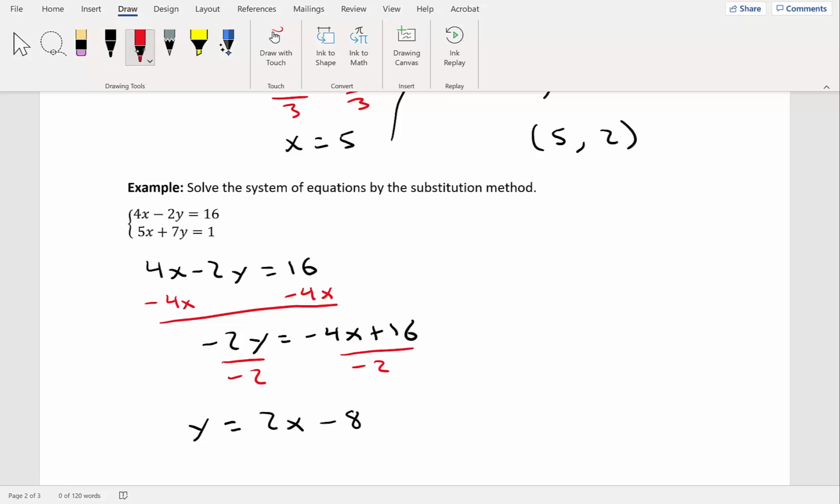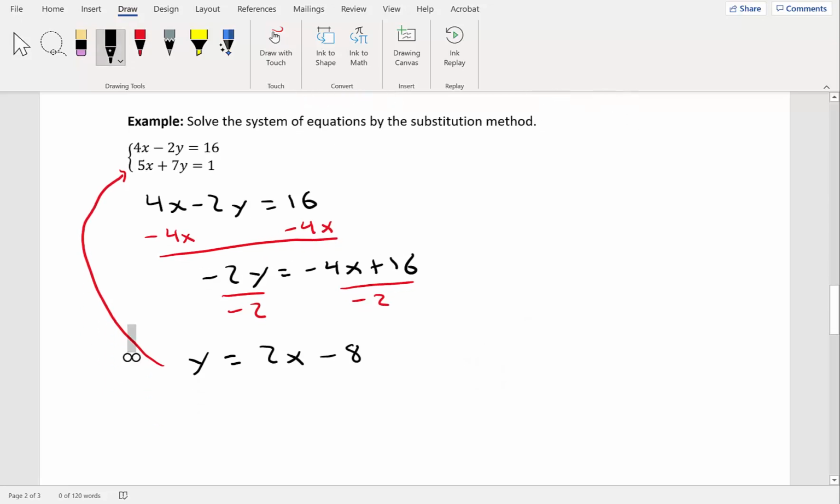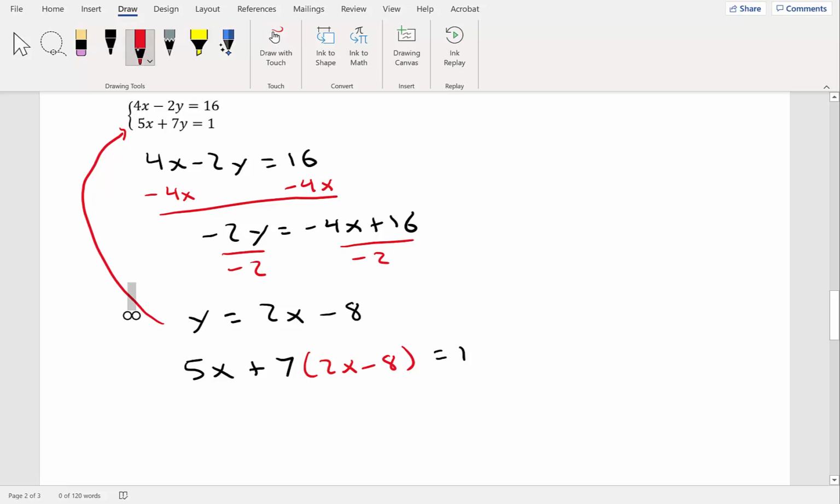So we're going to go ahead and take this and plug it into our second equation. So we have 5x plus 7 times, and now we're going to change y into 2x minus 8, and that's equal to 1. Now in our remaining equation, all we have is one variable, we just have x. So let's go ahead and solve for that variable. So you have 5x plus 14x minus 56 is equal to 1.